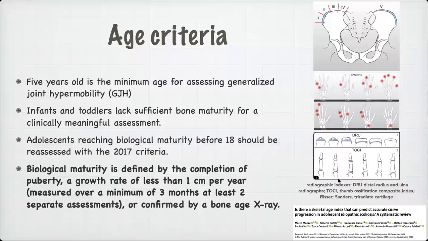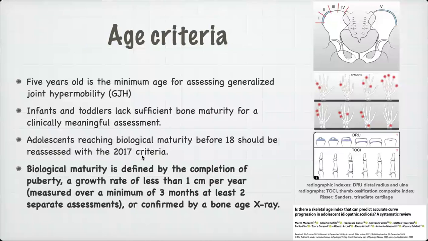On the right side, you can see pictures from a study by Manzetti. I placed here the Risser stage of the pelvic bones, the Sanders score of the hand bones, the distal radius and ulna indexes, and the thumb ossification composite index. So these are different ways we can define bone age from x-rays in different areas of pediatric clinical settings. We use different types of bone age x-rays. In the scoliosis world, we prioritize the Sanders score and the Risser stage from the pelvic bone.